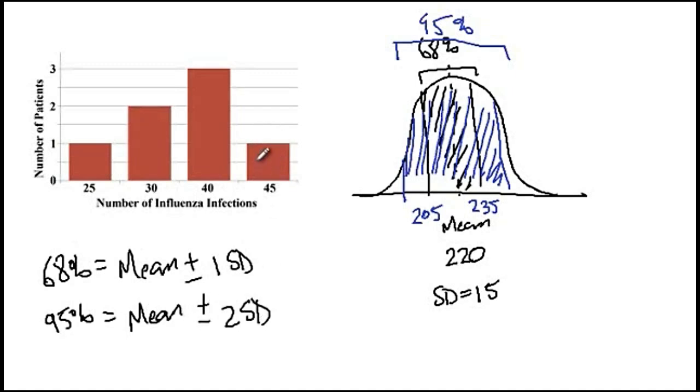So the question has already given us the standard deviation, which is 7.3. So the question is, what is the mean for these curves? The mean is the total number of these values added up divided by the sample size. So we have one patient that had 25 infections, plus 2 patients that had 30, plus 3 patients that had 40.